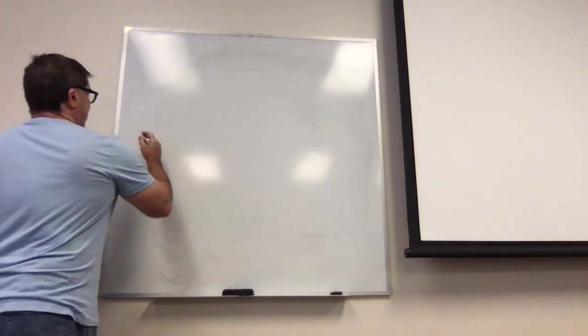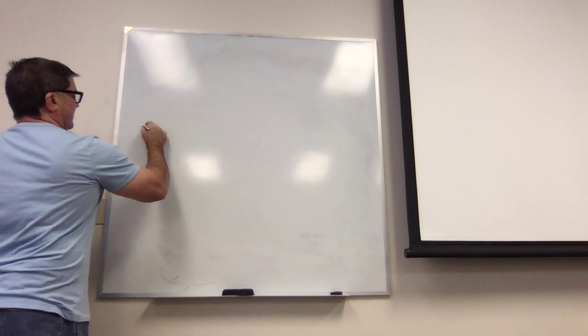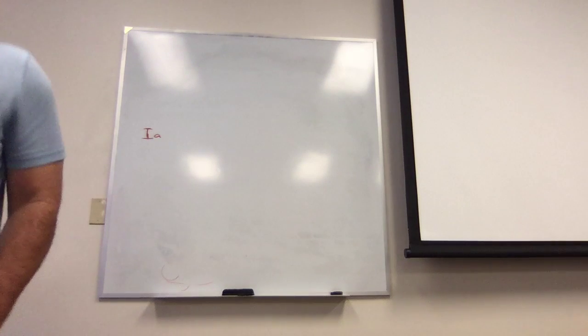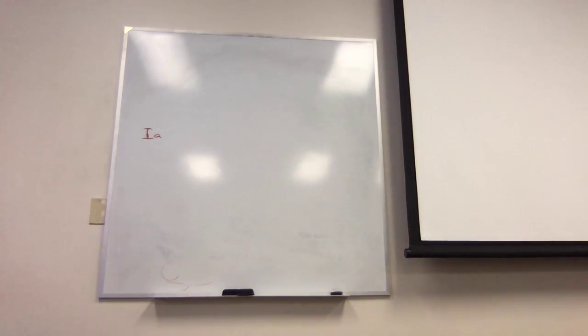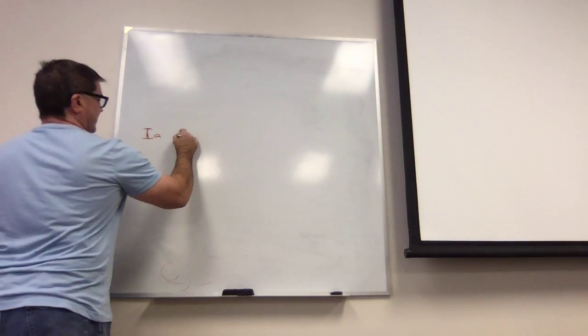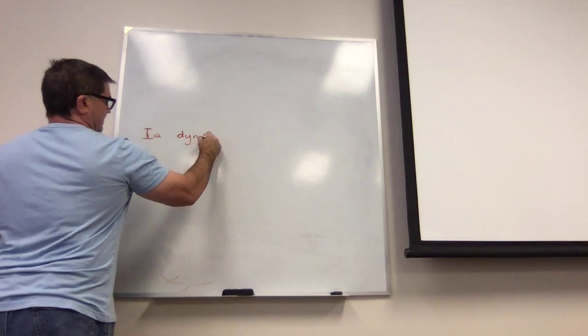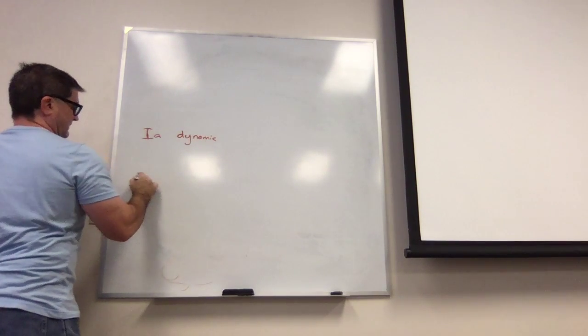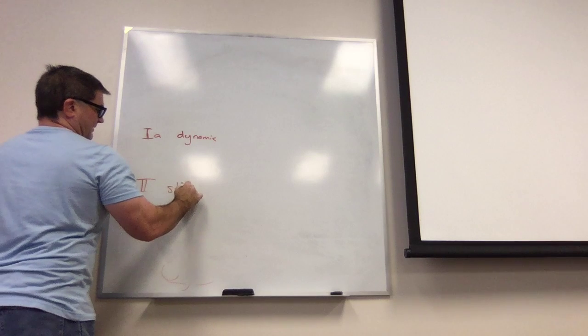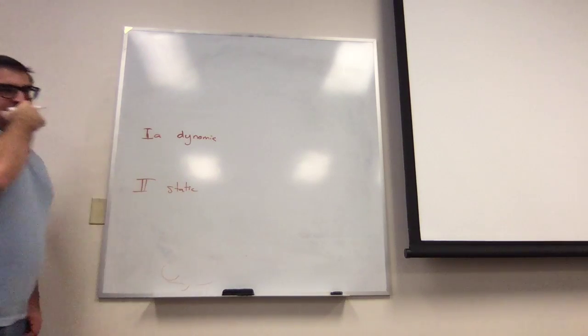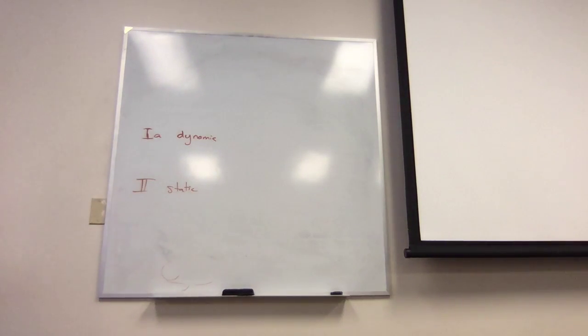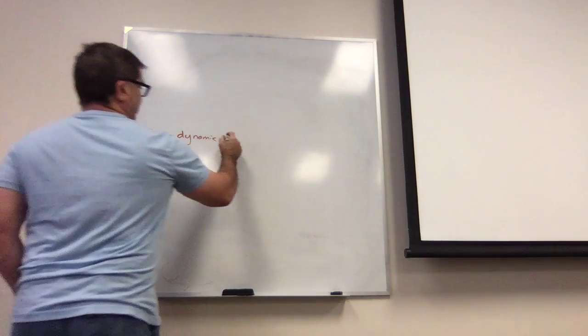Is it 1B or 1A? What do we got there? The static and dynamic, so you've got static or dynamic, and 2 is static. So why do we have these two systems? Well, this is for unexpected stretch.